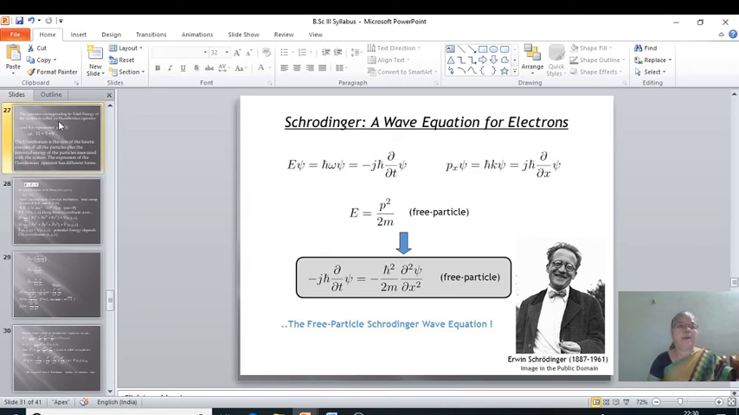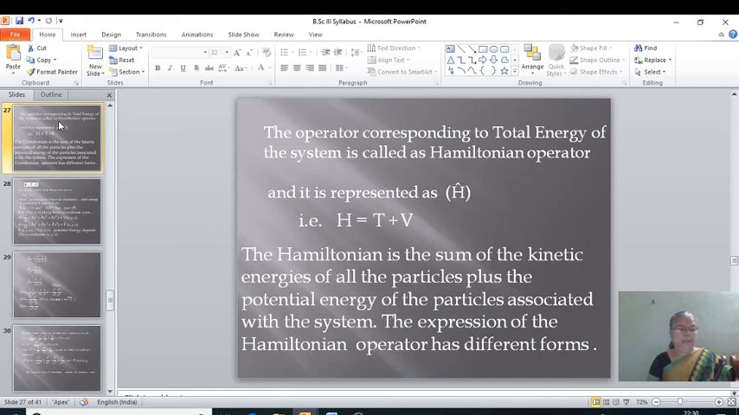Once again, I will explain the energy operator, and for your study there is the Hamiltonian operator. Here the operator corresponding to the total energy of a system is called the Hamiltonian operator, and it is represented by putting a cap over H, and it is read as the Hamiltonian operator.